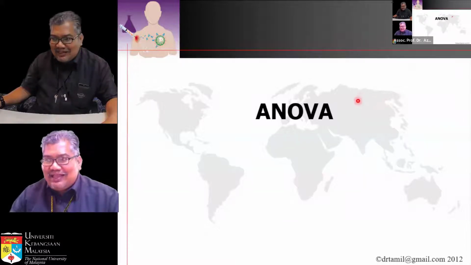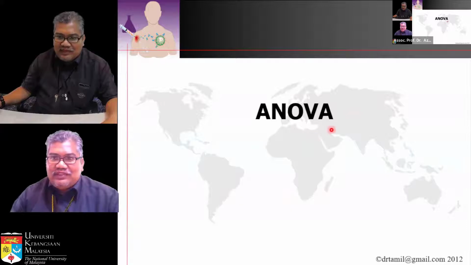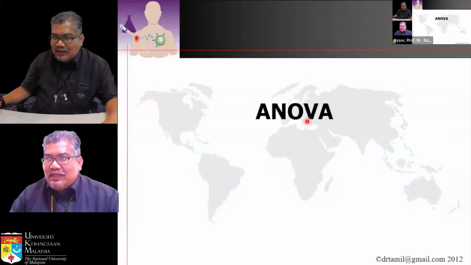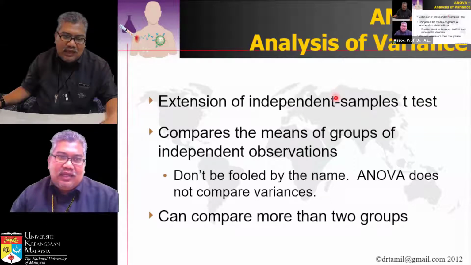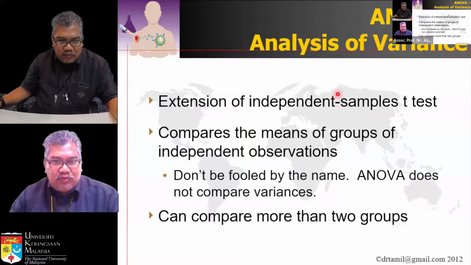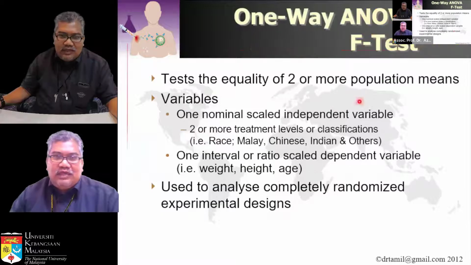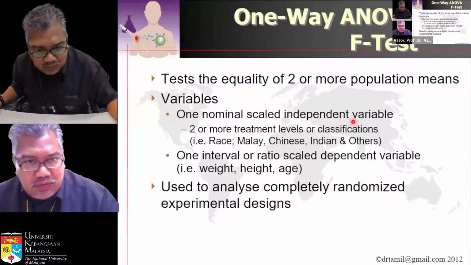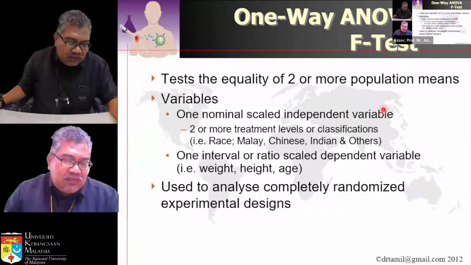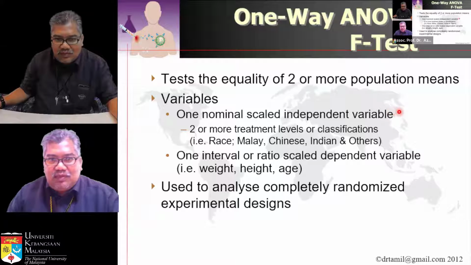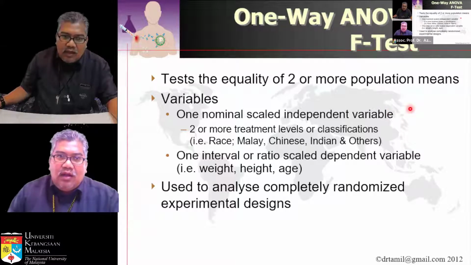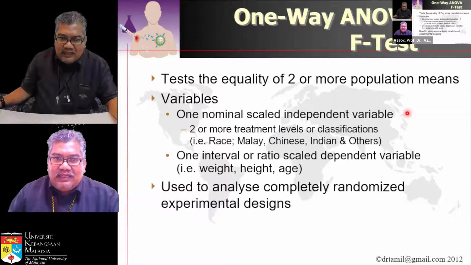I'm sharing the screen for ANOVA. This will be a very short one. Why? I'm just going to say that ANOVA is to compare between more than 2 groups. T-test compares 2 groups, ANOVA more than 2 groups. So for us, maybe you have three treatment groups, then you have to compare the 3 treatment groups. Or you have for race, Malay, Chinese, Indian, and others.